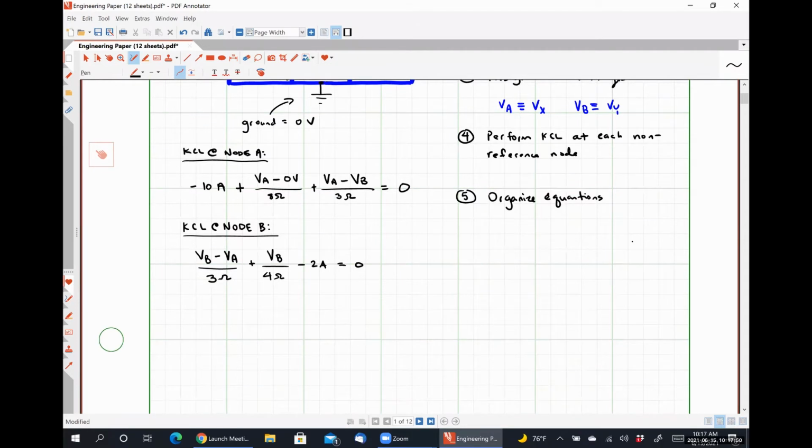So if we look at equation 1, I'm going to be organizing the equations in the following form, all right? I'm going to have some coefficient, I'm going to call it C1, times my variable VA, plus coefficient 2, C2, times my variable VB, is equal to C3, which is my constant term, okay?